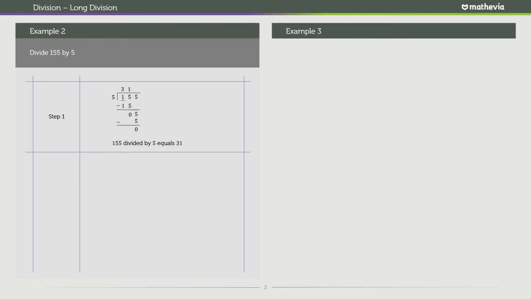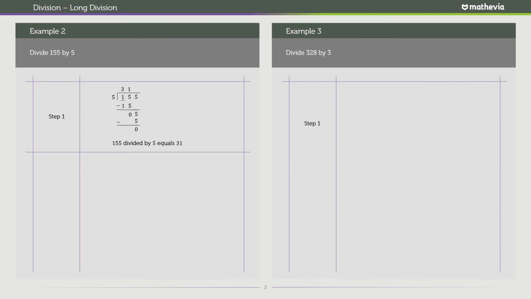Now, let's do another example, final example. We have divide 328 by 3. Basically we have 328 divided by 3. We start off with our first digit and we say 3 divided by 3 gives us 1. 1 times 3 gives us 3. We're going to subtract. What we have is 0. We bring in the next digit, so we have 2.